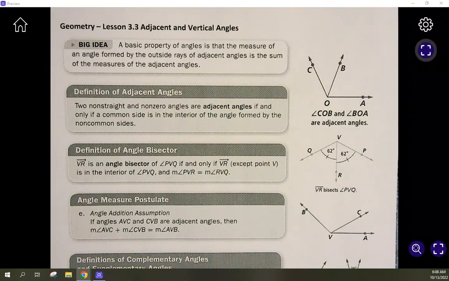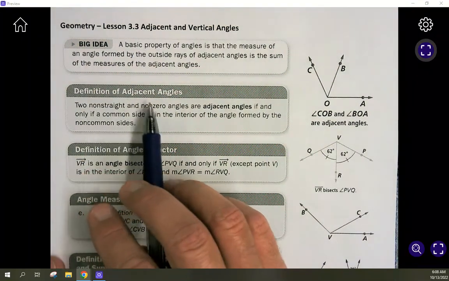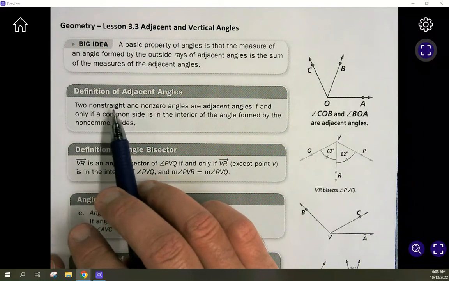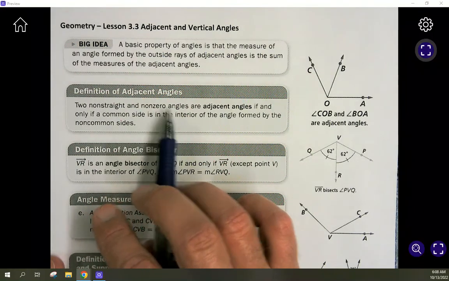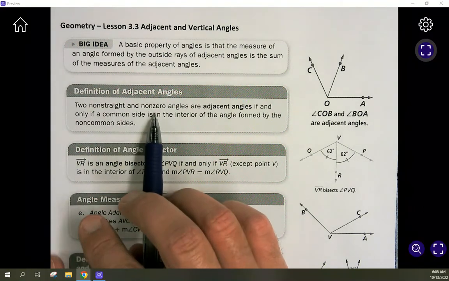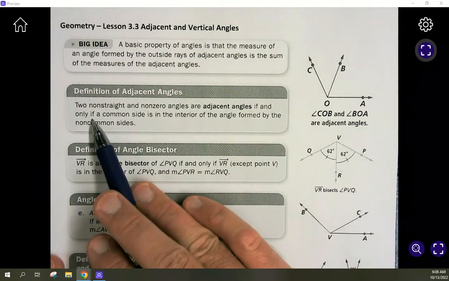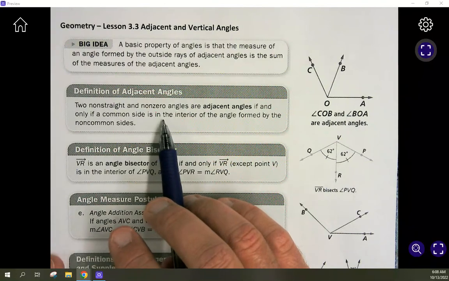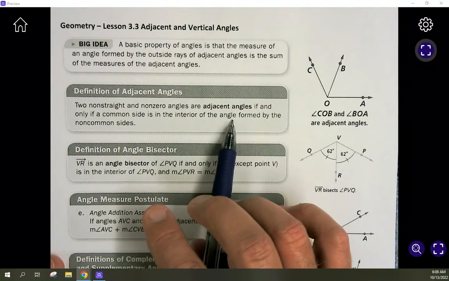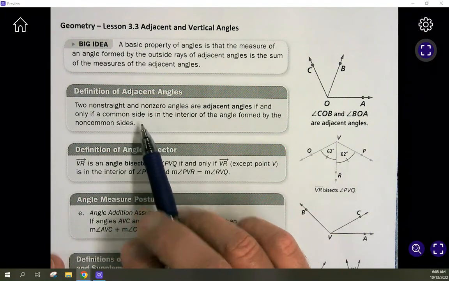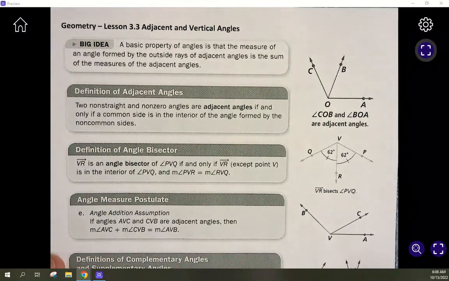But first we need to take a look at what are adjacent angles, some special properties of them, and then we'll also look at vertical angles. So the definition of adjacent angles: two non-straight and non-zero angles, okay, so we're not talking about straight angles or zero angles, are adjacent if and only if a common side is the interior of the angle formed by the non-common sides. So we need to make that make sense.